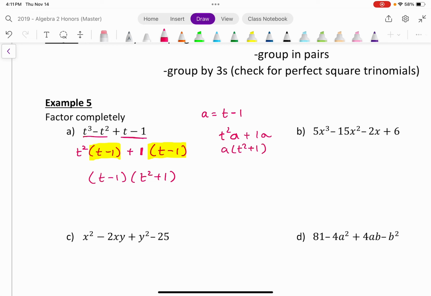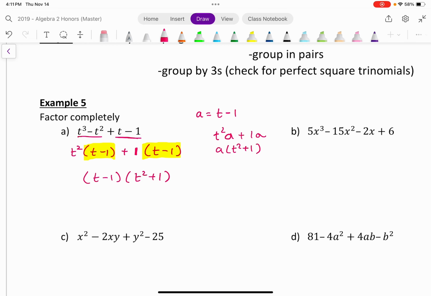Now, you double check your answer that's left behind. Oh, look, t squared plus 1. Does that factor further? No, it's a sum of squares. If it was a difference of squares, I could, but because it's a sum of squares, I cannot.